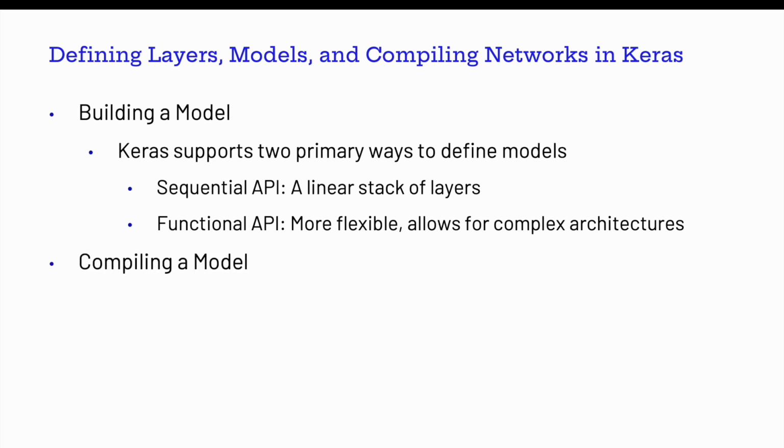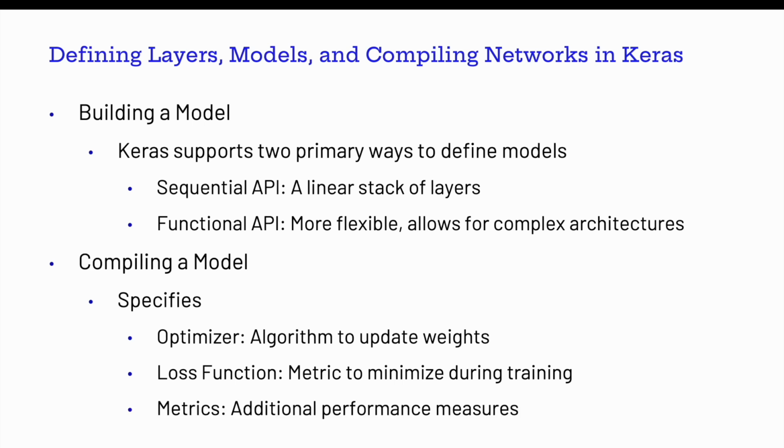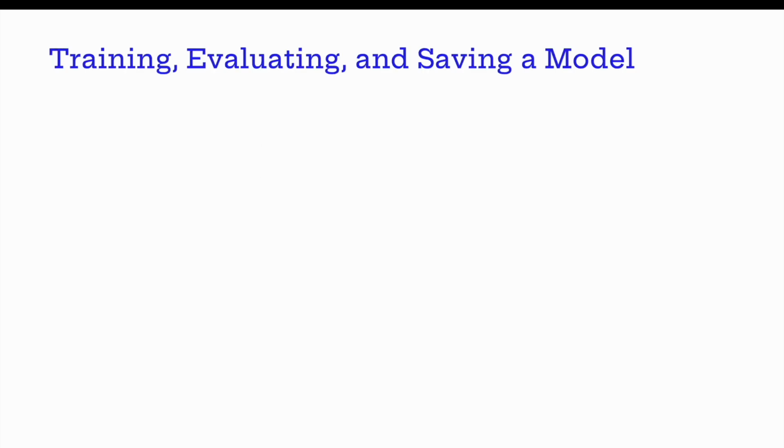Next, let's talk about compiling a model. This specifies the optimizer, which is the algorithm to update weights. Examples are Adam or SGD. Then the loss function. This is a metric to minimize during training. An example can be cross entropy. And then we have metrics for additional performance measures. An example can be accuracy. Next, let's talk about training, evaluating, and saving a model.